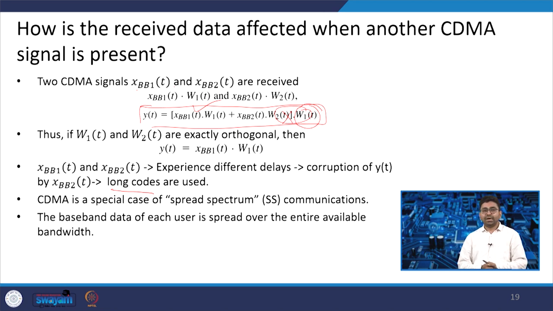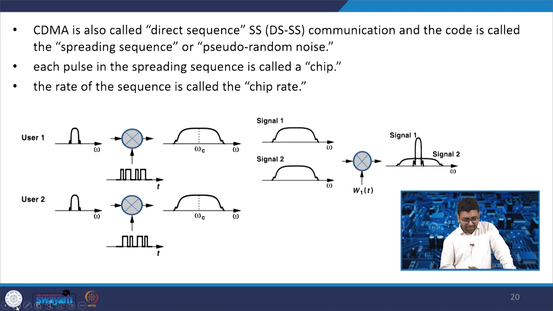So, CDMA, because here we are using techniques of spreading the spectrum, is also called a special case of spread spectrum communication, SS communication, and the baseband data of each user is spread over the entire available bandwidth. So, many users can be accommodated when you are using CDMA techniques. It is also called direct sequence spread spectrum, DSSS, and the code is also called a spreading sequence or a pseudo random noise.